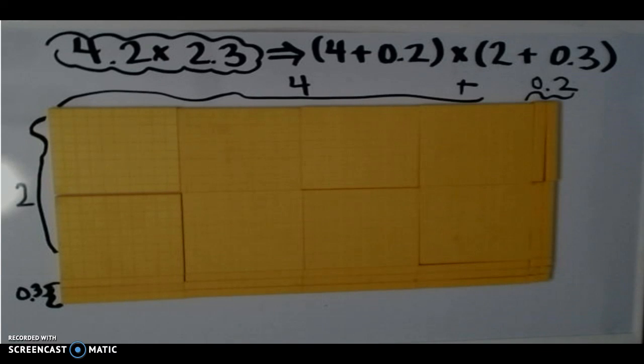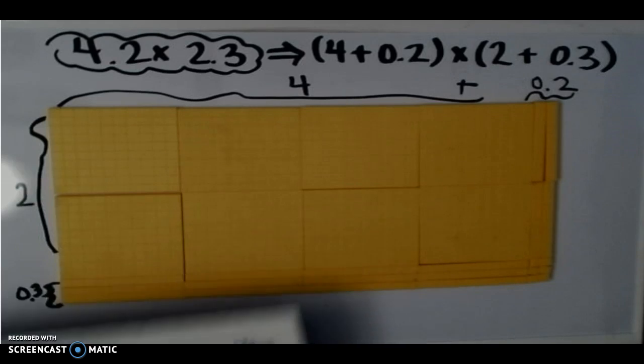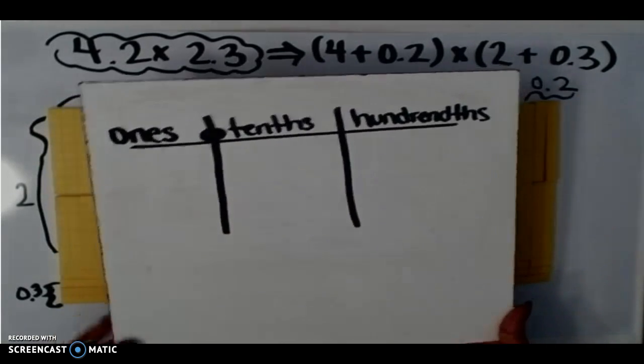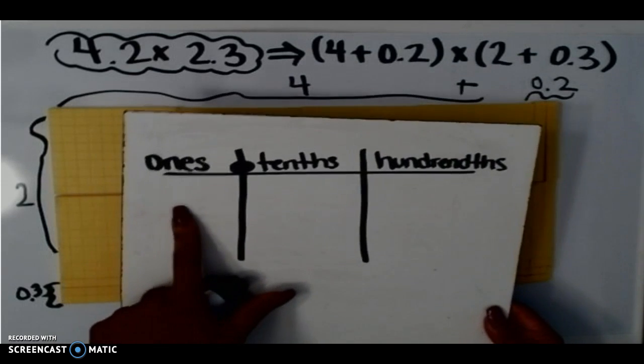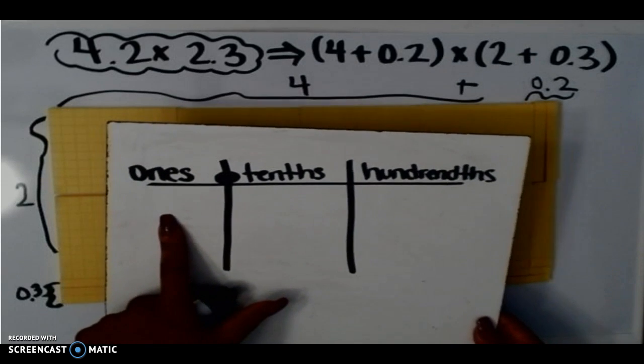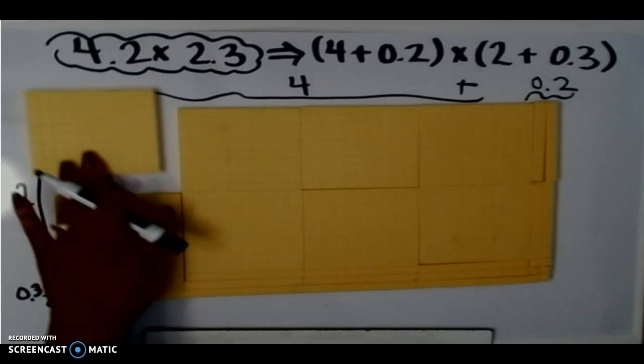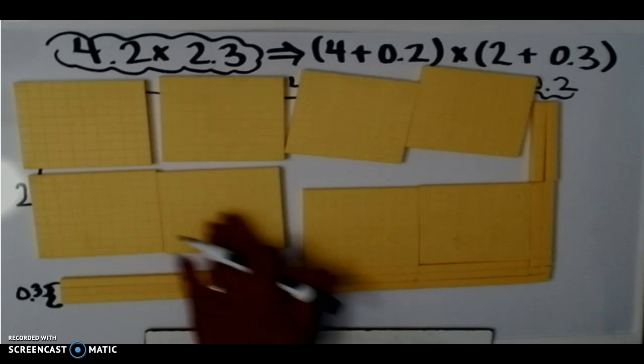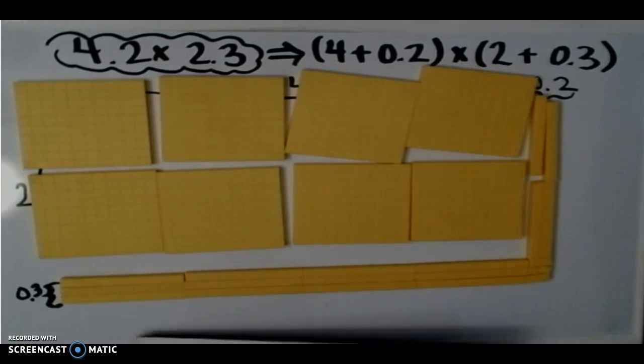To read my answer, I just add up all of my manipulatives. I'm going to use a place value chart to help organize my work. So let's count up all of my ones, or remember, these are flats. So I have 1, 2, 3, 4, 5, 6, 7, 8 flats.